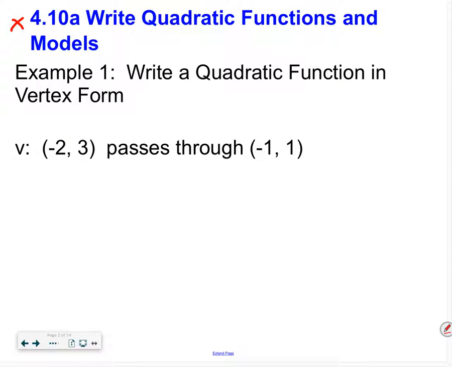Okay, so it's 4.10. How did we go from like 4.7? We're jumping. We're going to come back after break. We went 4.1 through 4.6. Now we did part of 4.10.